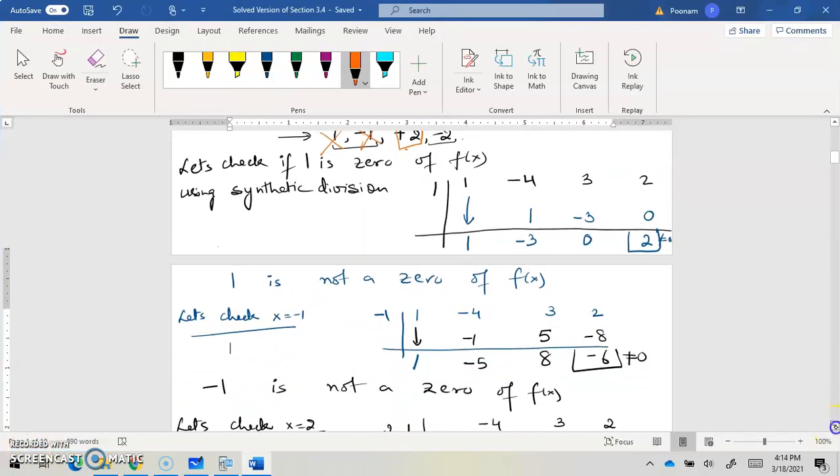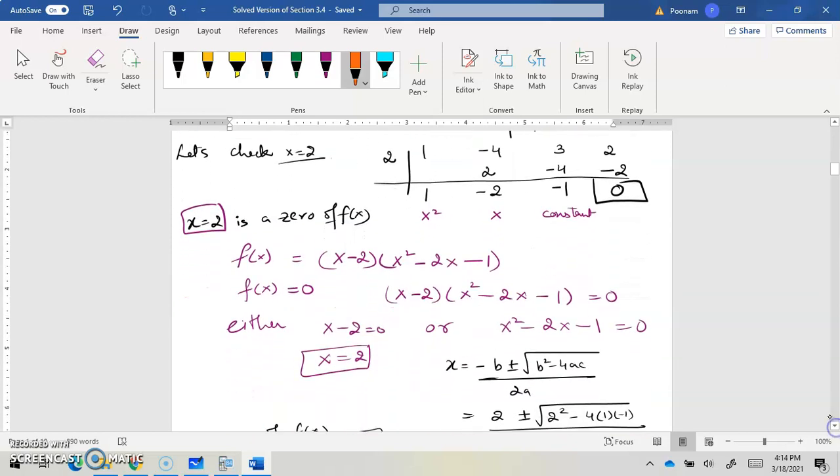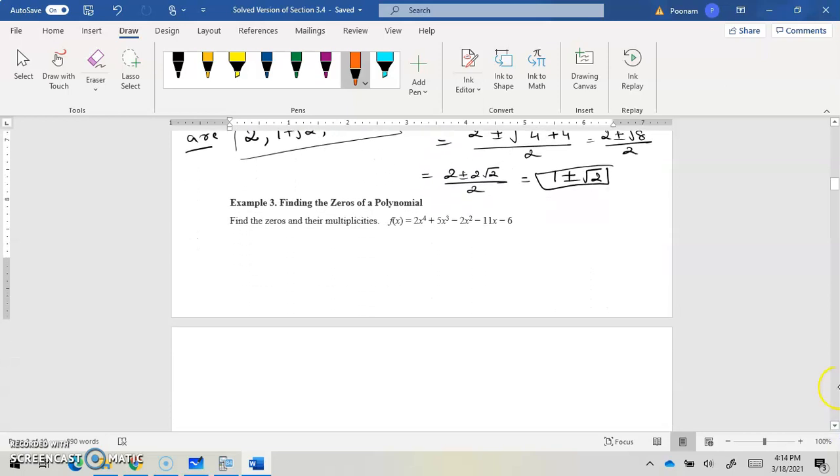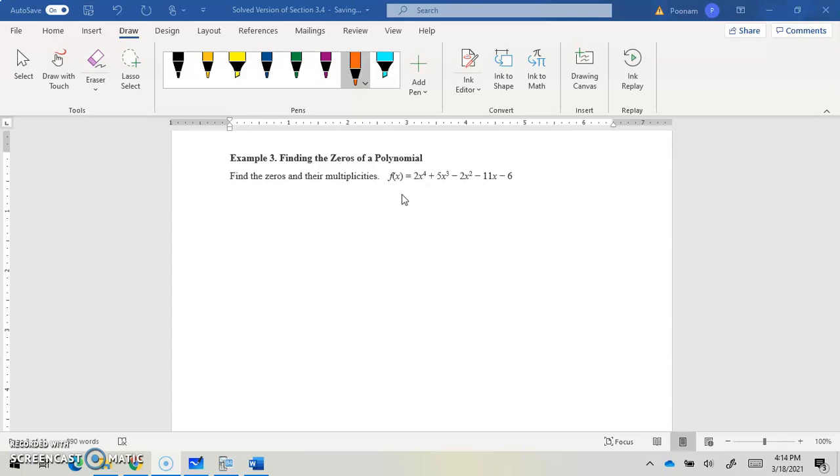And when you know that 2 is a zero, then you can find the quotient and find the zeros of that. That will give you all the zeros. Let's try one more example. So we have this function. Let's write its constant term. That is a naught equal to negative 6. Find its factors. Factors will be plus minus 1, plus minus 2, plus minus 3, and plus minus 6.